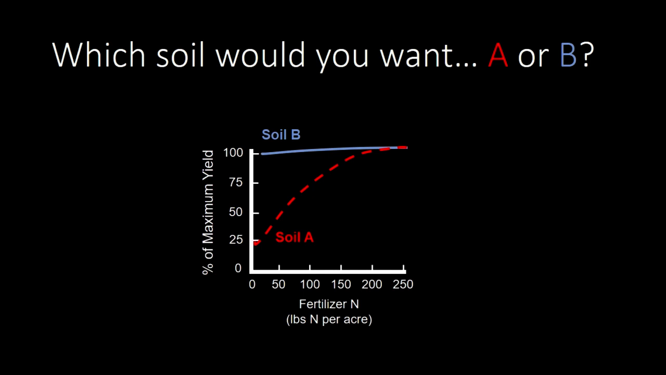So this is how much fertilizer nitrogen needs to be added and the percent of maximum yield. So there's two soils. Soil A here, where we get this kind of exponential increase to a maximum, and soil B, where we don't see any response. It's at 100% without any nitrogen rate. Which soil would you rather have? B, right? Yeah. You don't have to add any nitrogen to it.